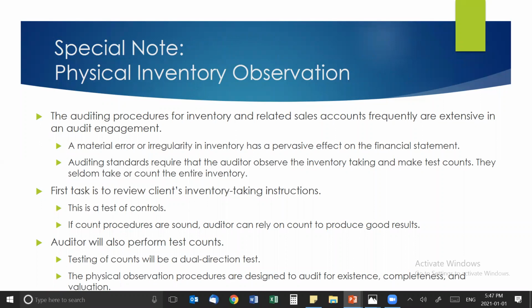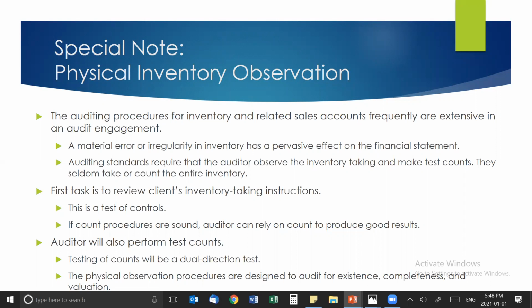One thing around the audit procedures around inventory should be a physical inventory count or a physical inventory observation. Usually we do attend the inventory count, because having the wrong amount of inventory, if it's inflated, for example, could have a big material misstatement effect on the financial statements. So auditing standards require that an auditor has to observe the inventory and make test counts.